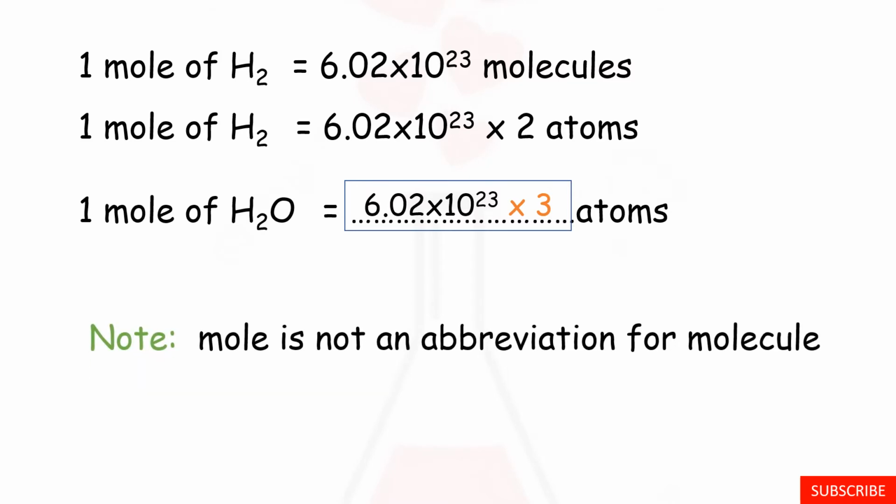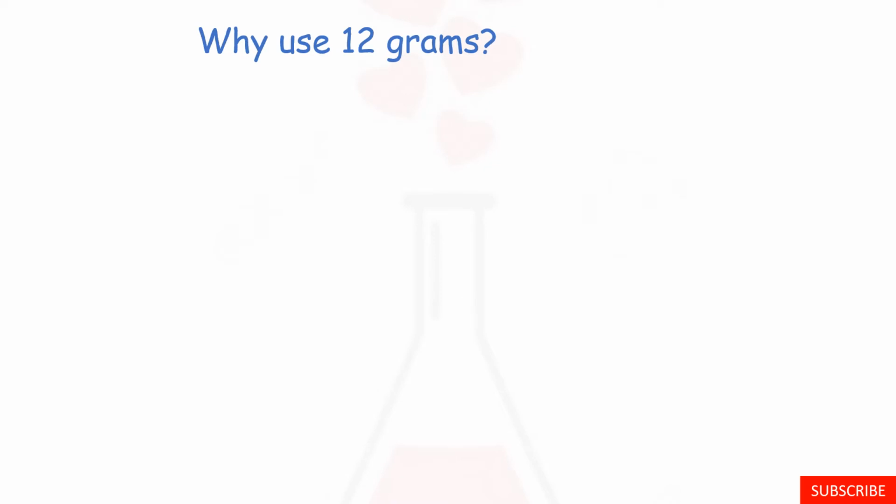So we normally confuse the word mole with the word molecule. However, mole is not an abbreviation of molecule. Mole is just a chemist's measure of the amount of a given substance. So the question is, why use 12 grams basically of carbon? Because we have seen that 12 grams of carbon-12 will contain 602 hexillion atoms of carbon.